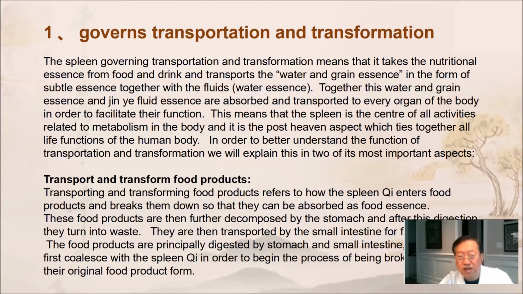In order to better understand the function of transportation and transformation, we will explain this in 2 of its most important aspects: transporting and transforming food products. Transporting and transforming food products refers to how the spleen qi enters the food products and breaks them down so that they can be absorbed as food essence. These food products are then further decomposed by the stomach. After this digestion, they turn into waste. They are then transported by the small intestine for further digestion.